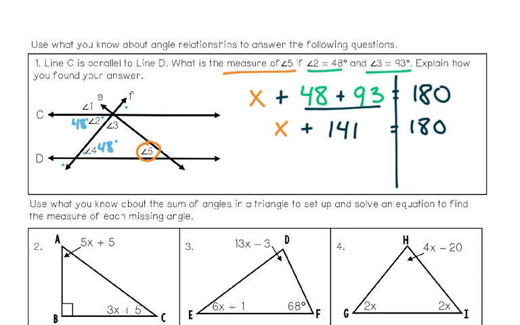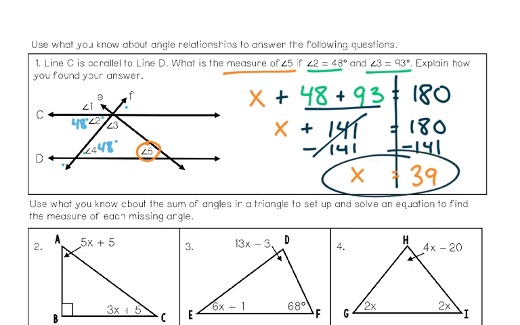How do you get rid of a positive 141? You need to take it away or subtract it. And if you do it to one side, you have to do it to the other side. So now I'm left with x equals 180 minus 141, which was 39. So that's another way that you can do this, and you're going to start seeing this method of setting up and solving equations to do the next set of problems.